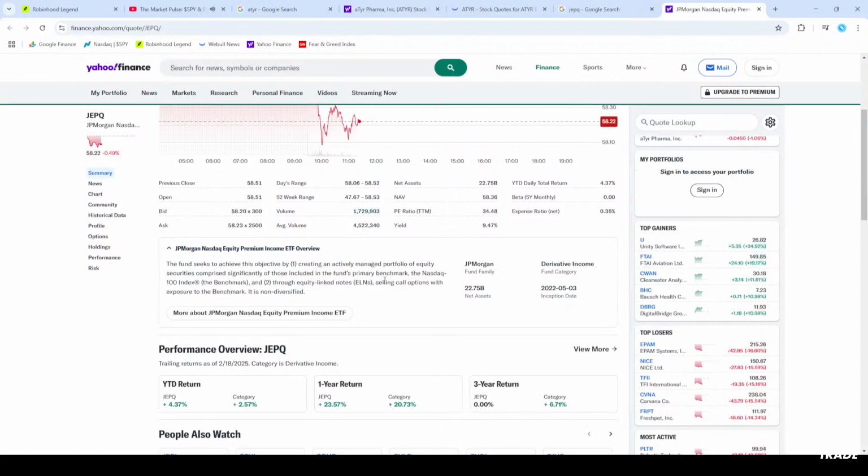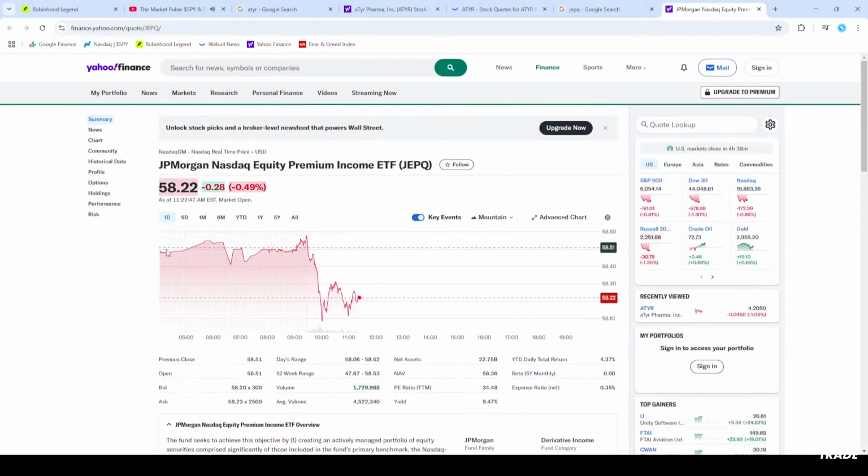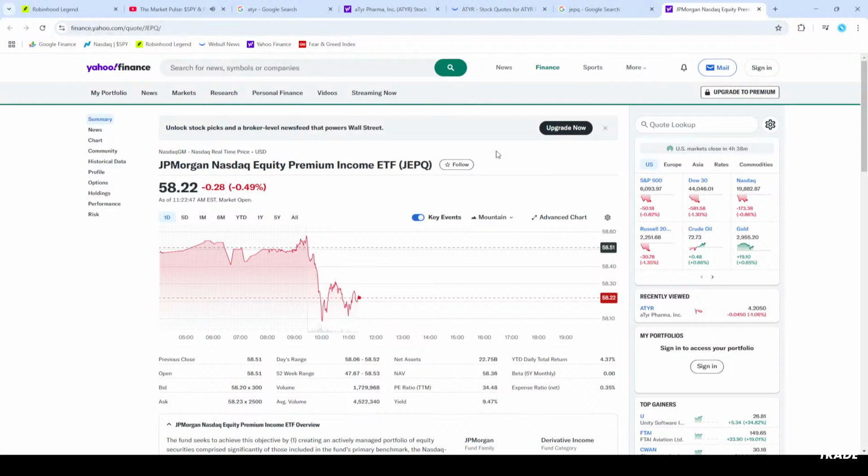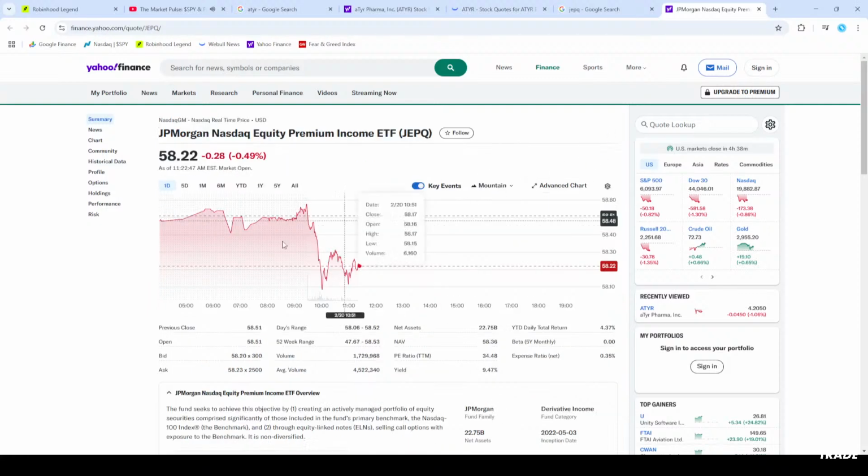Okay, yeah. So basically, they're selling call options. It looks like a non-diversified fund. So you remember how we're doing call credit spreads and stuff. They're basically doing that too, and they're paying you the money they make as dividends.